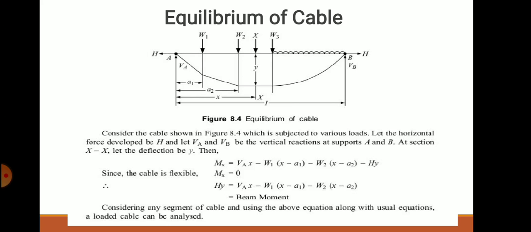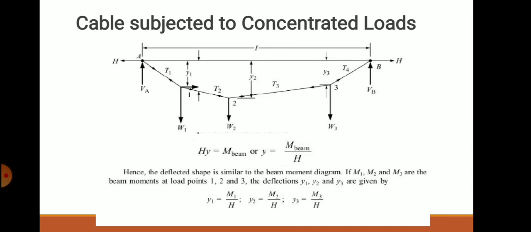Considering any segment of the cable and using the above equation along with the usual equations, a loaded cable can be analyzed as, see here, the cable subjected to various types of loads. Using the previous equation, H into Y is equal to the beam moment, M beam. Therefore, what is the ordinate Y?